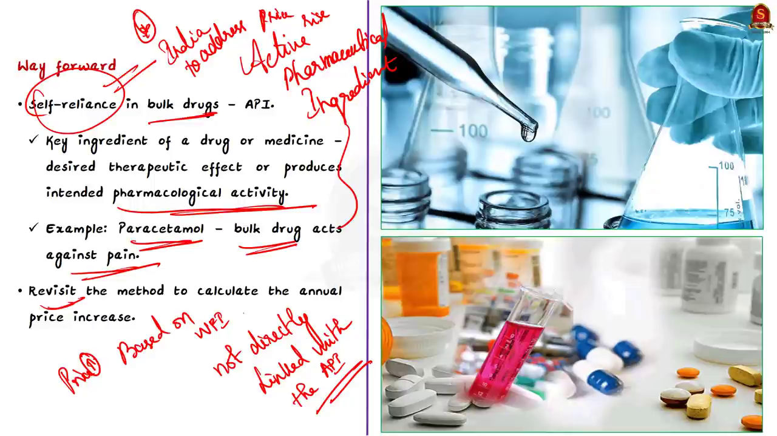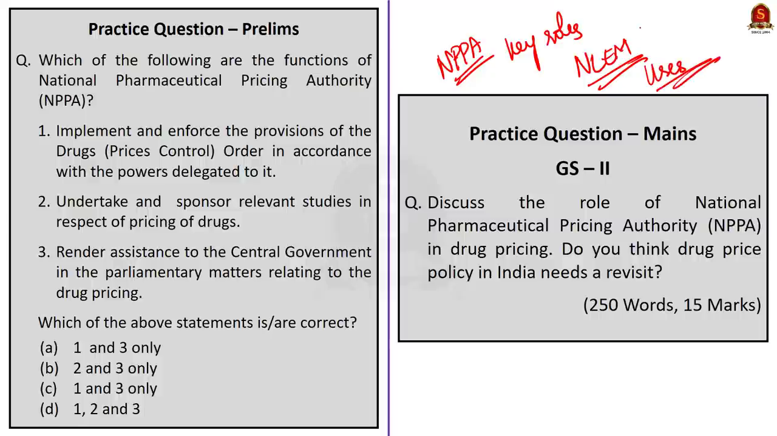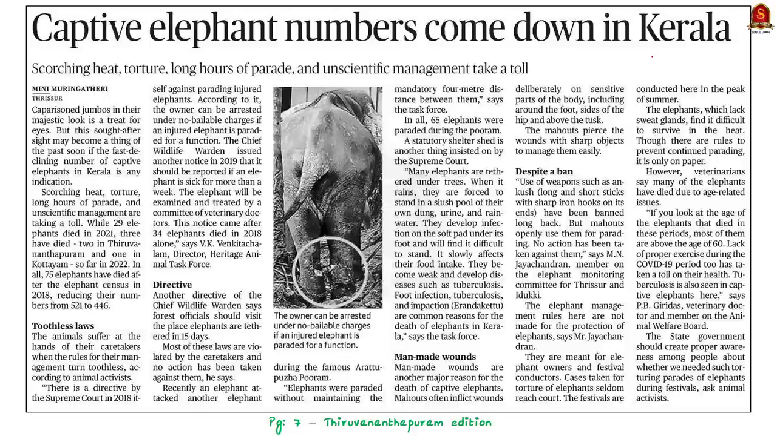So, that's all regarding this news article. So far, we saw what is this National Pharmaceutical Pricing Authority, and what are all its key roles. Then we also saw about the National List of Essential Medicines and what are all its uses, why we are having this kind of list in our country. Then we saw why there is a price rise, and we also ended up with a way forward to address this price rise in India, especially the price rise of essential medicines. Okay. So, with these key points in mind, now let's move on to the next article discussion.